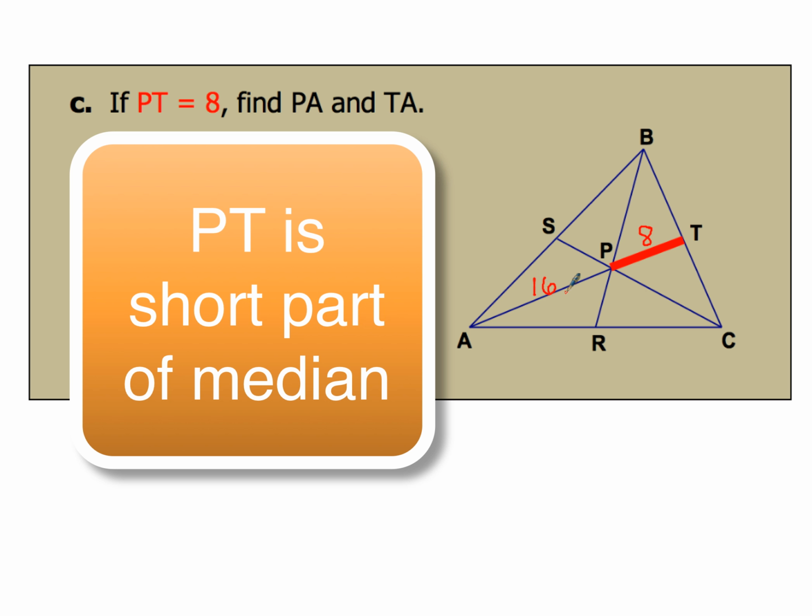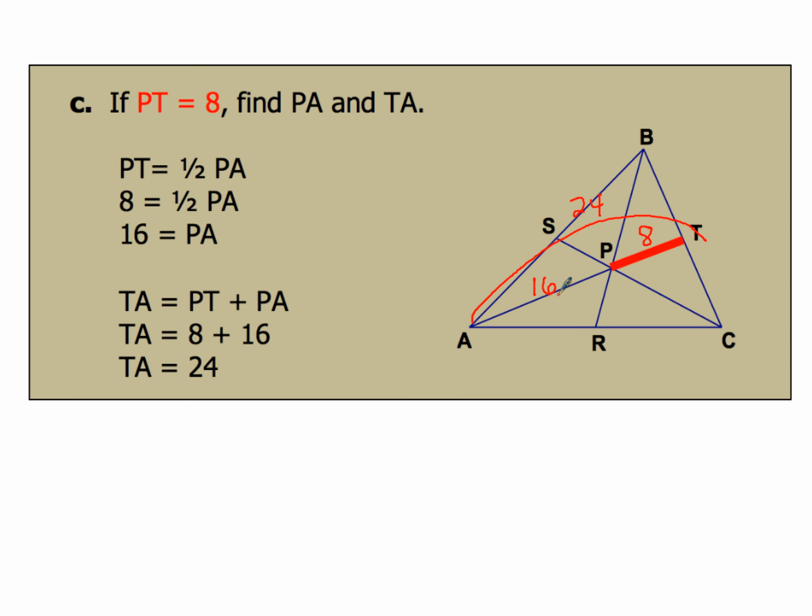So I already know, mathematically, I can see what's going on. This part is 16, and the whole thing from A all the way to T would just be 16 plus 8, which is 24. So I can see that very easily with the numbers written like that. Now, we got to formalize it, though, which is where I want you guys to make sure that you write out your equations and show your work just like that on the left-hand side.